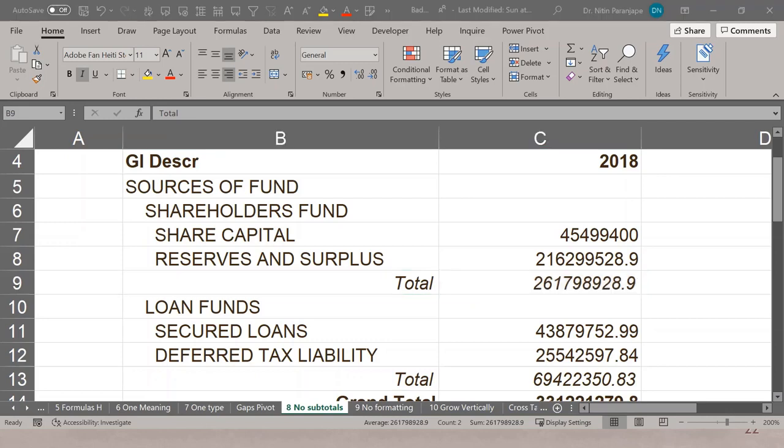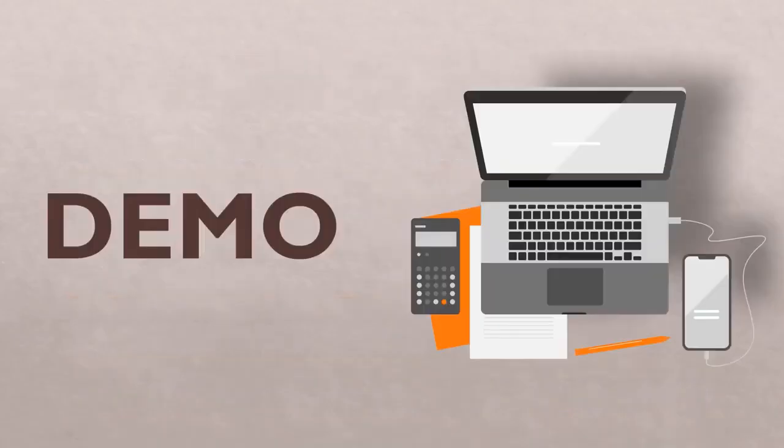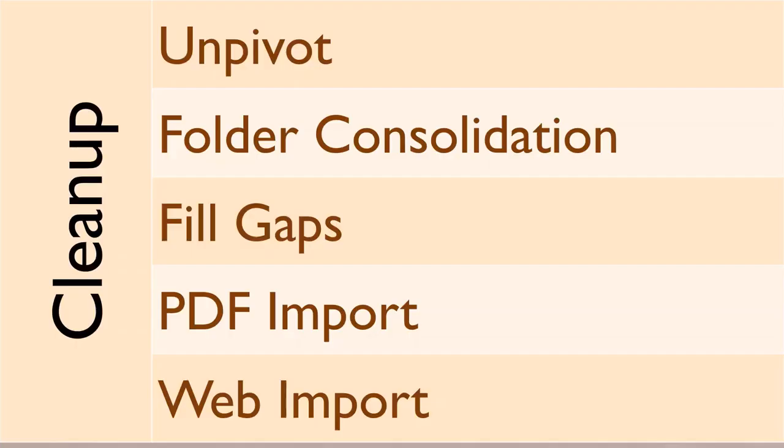So enough Gyan. Now let's go further and see some action. Now let's come to a demo again. What are we going to see in the demo? I'll show you 5 examples of data cleanup very quickly. One of the examples of data cleanup is called Unpivot. All of us know what a pivot table is, but what is Unpivot?